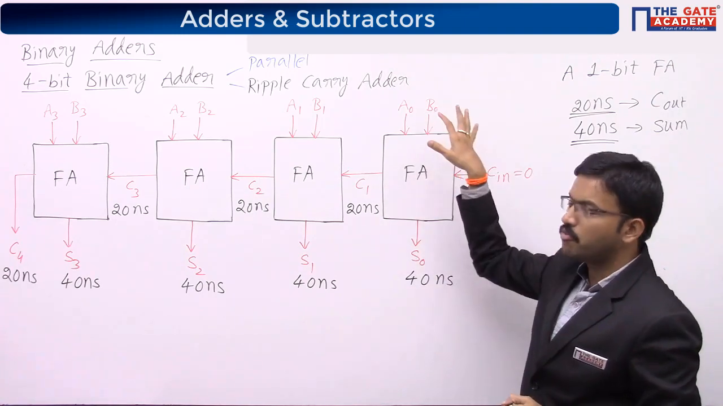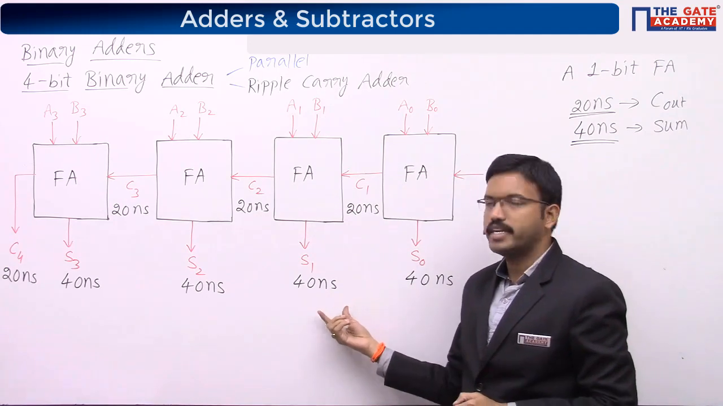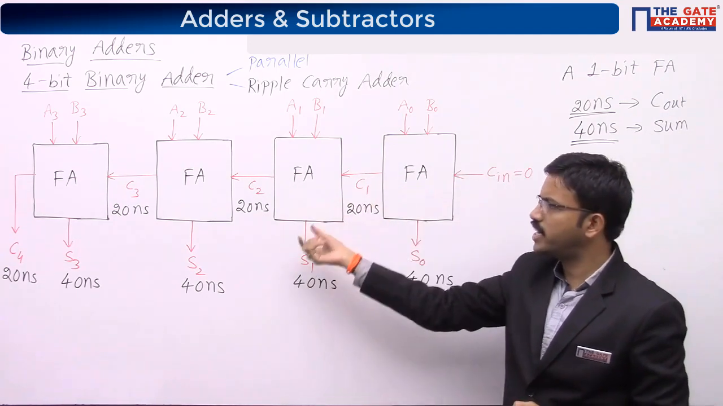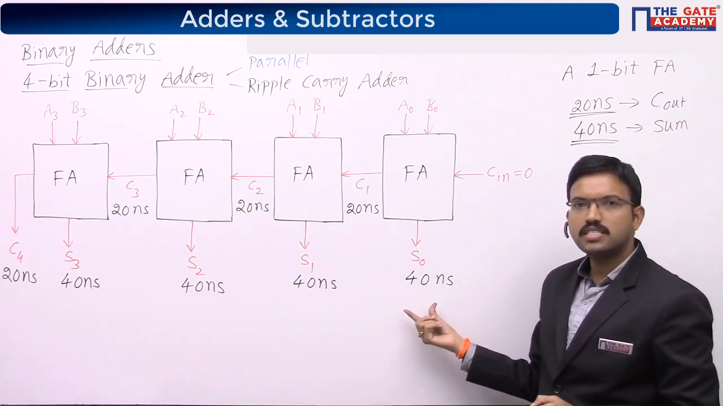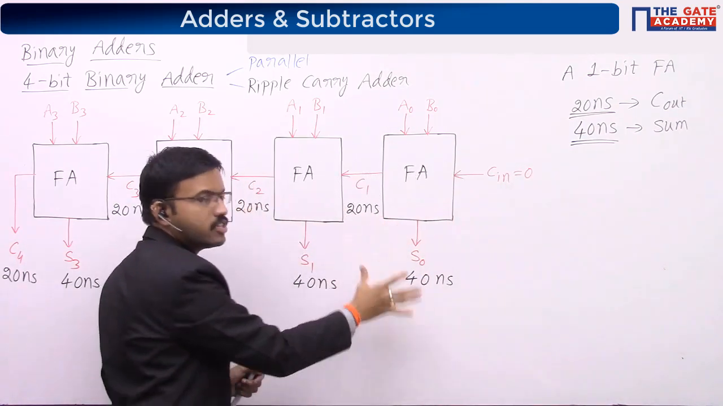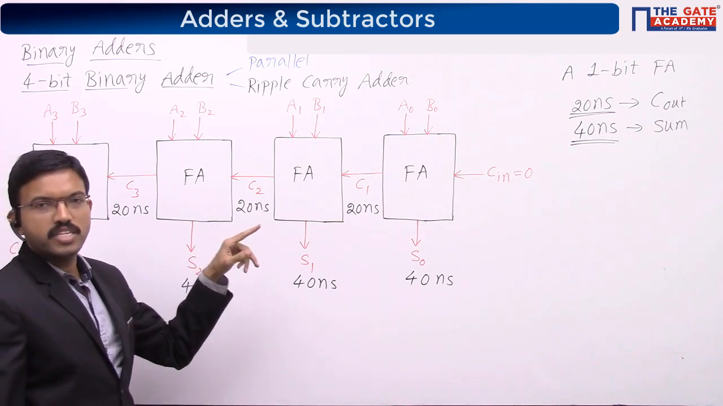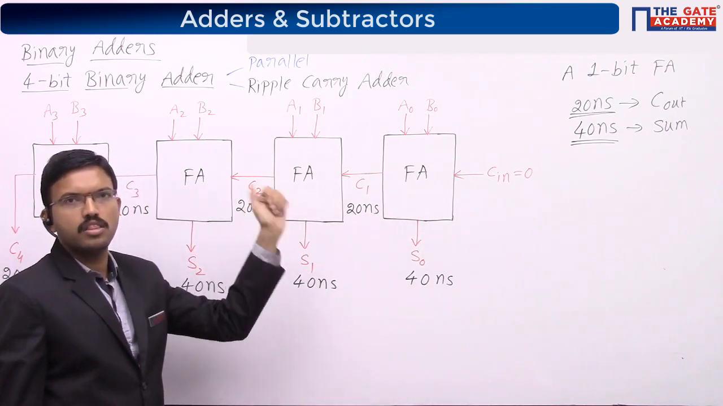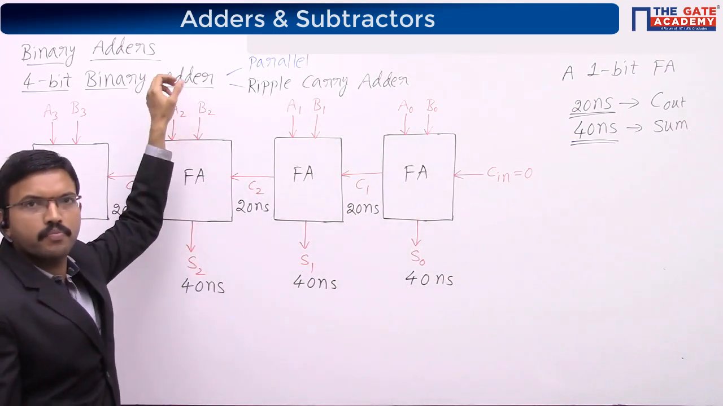So for the best case, the moment you give the A and B inputs, the time to get valid output is 40 nanoseconds, because each full adder is performing in parallel. If it is the best case, the answer is 40 nanoseconds. Among these two, whichever is larger will be the answer. Now in this question he has mentioned the worst case. Worst case means carry propagation will take place through all the stages. Yes, we can give the inputs in parallel at the same time.